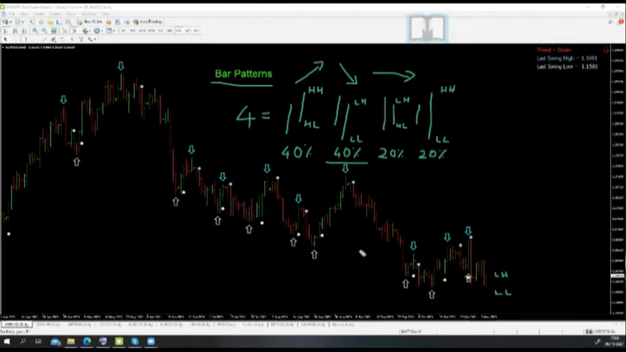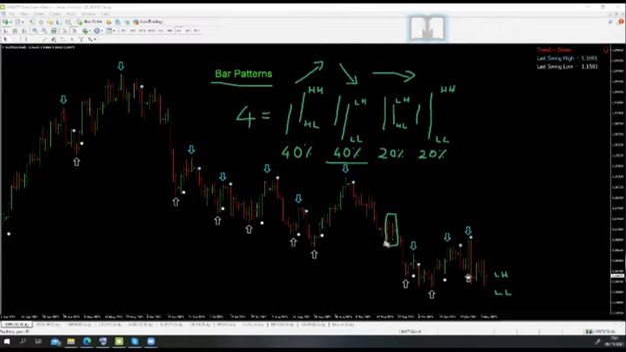Let's try and identify some inside bars. So if you look at this bar here, as you can see there. Okay, so we have the green seller bar there, and next to it we have a buyer bar, the green bar, and then we have a seller bar. And as you can see, the seller bar has a lower high and a higher low. So there you have an inside bar.